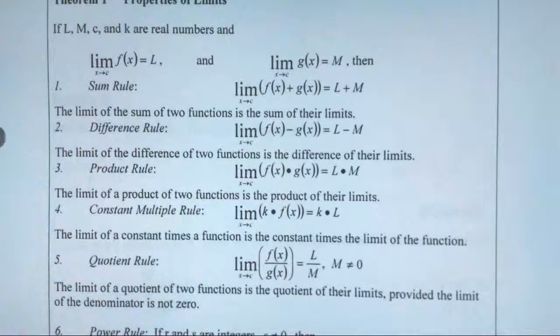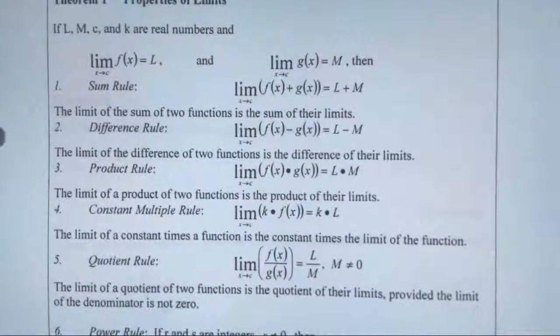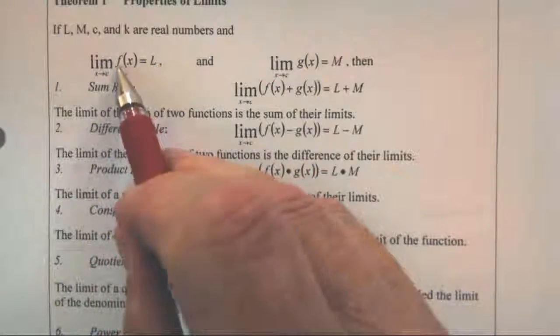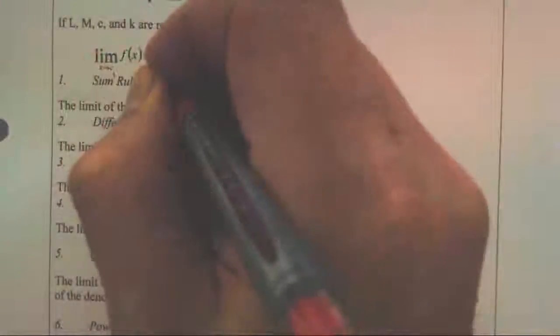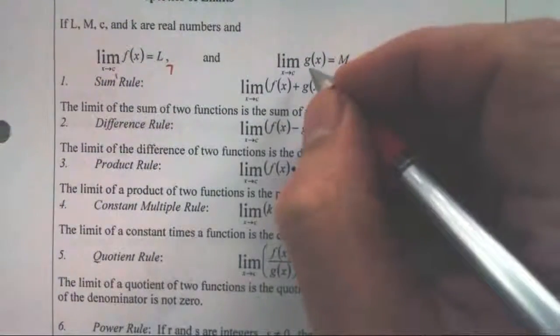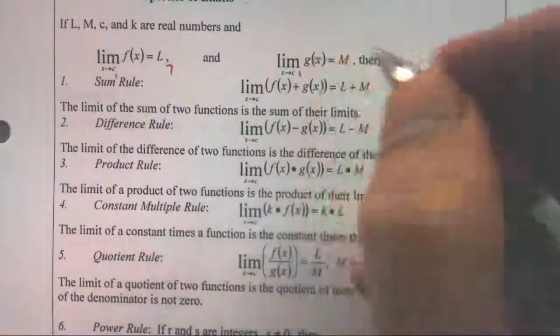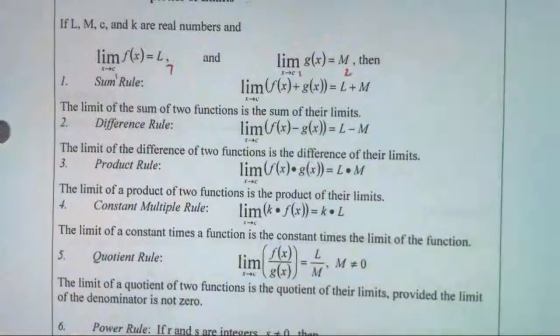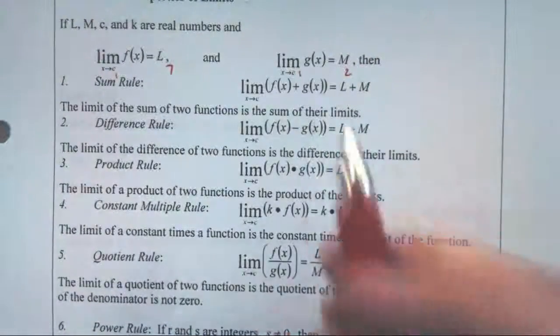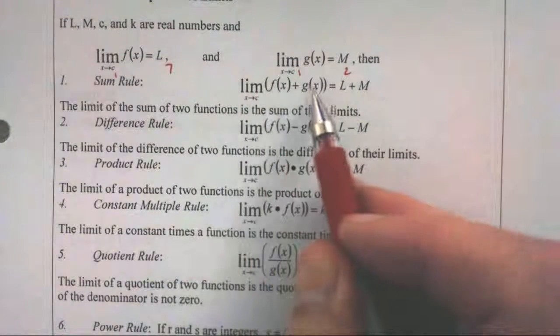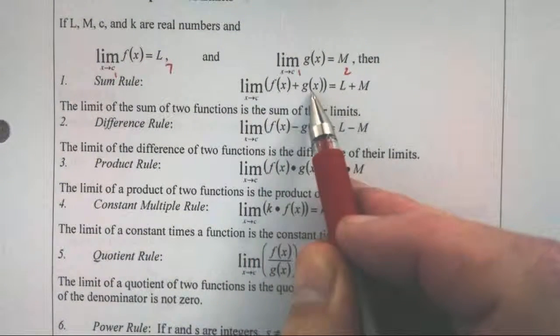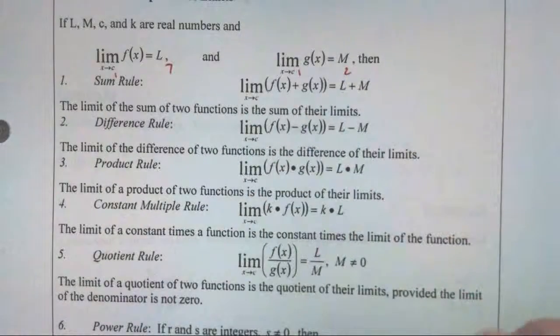If you didn't do anything with limits last year, if you were in regular pre-calculus, I think if I told you, let's say we have a function f of x, and I said the limit as x approaches 1 is 7, and the limit of g as x approaches 1 is 2. You with me? Then I say, what do you suppose the limit as we approach 1 of f of x plus g of x is? You'd say, geez, I don't know, I haven't seen the rule. I hope it's 7 plus 2. It is.